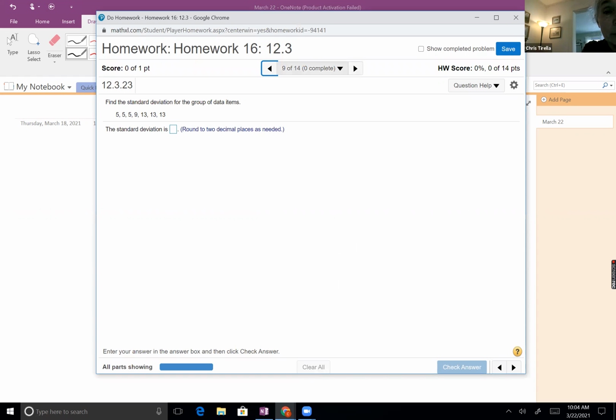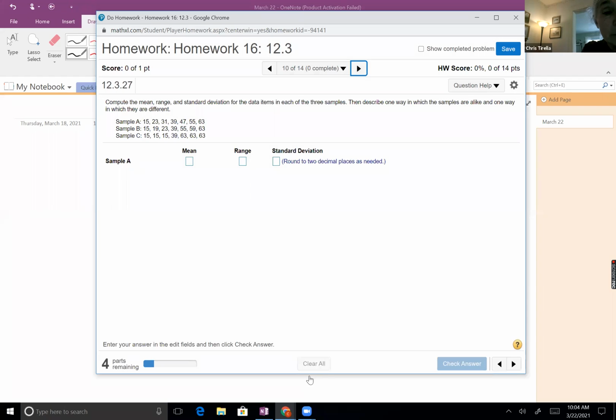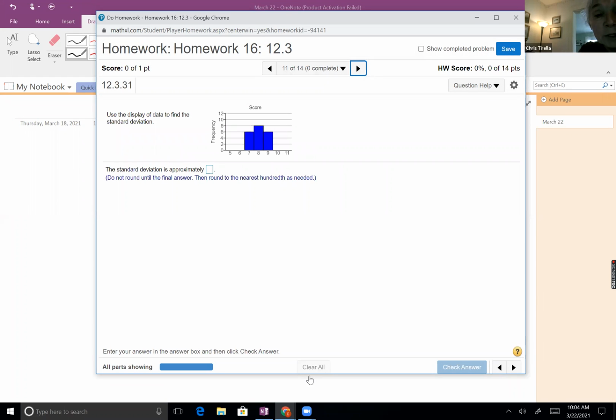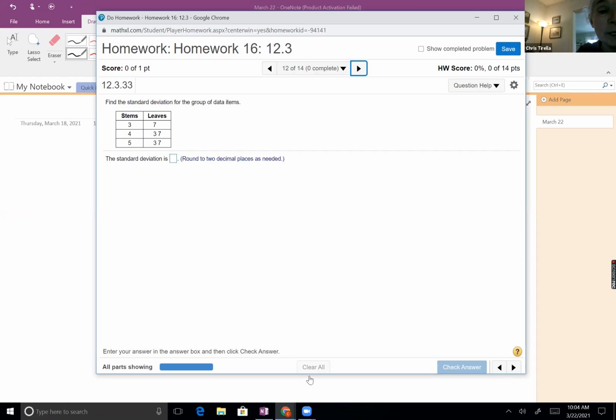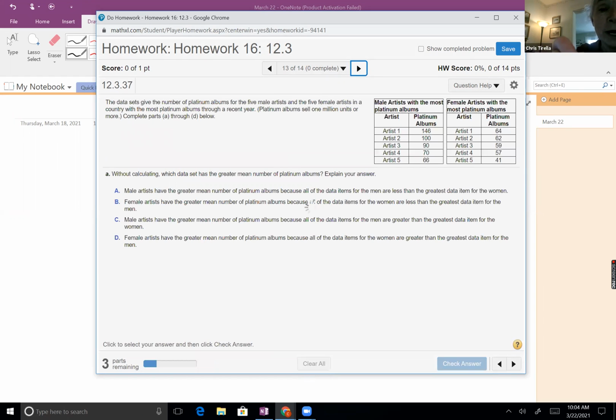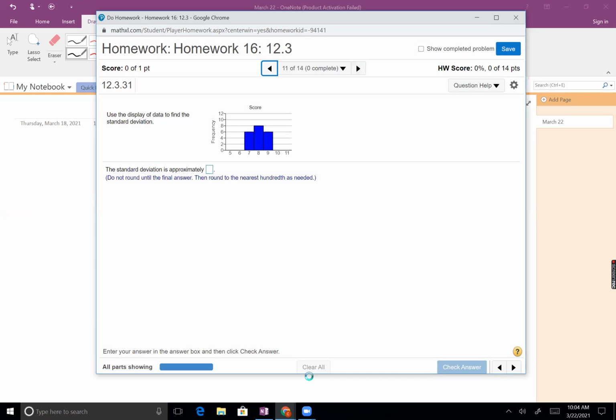Does anybody have a preference as to which of the questions from this assignment we use to make a standard deviation? Should we do this one because it's kind of fun? We don't have the raw data, we have a histogram. Or should we look at this one where we have a stem and leaf diagram? The histogram one, please. I was doing that one and I kept getting confused on it.